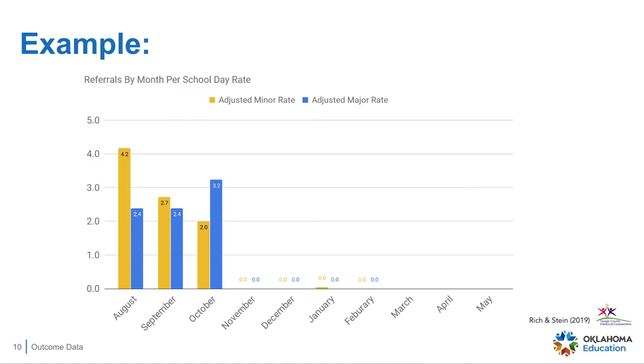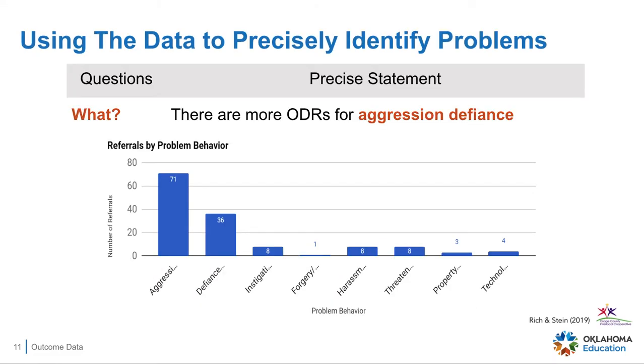We're going to look at an example of some school outcome data that one individual school used. When we look at this graph, we need to start by saying, does a problem exist? Yes, there is a problem because our rate of major referrals is increasing. Now, let's begin answering the big 5. What? According to this data, aggression and defiance are the primary behavior problems being documented.